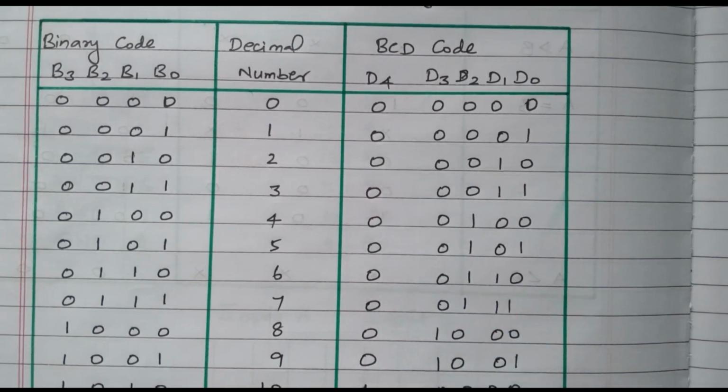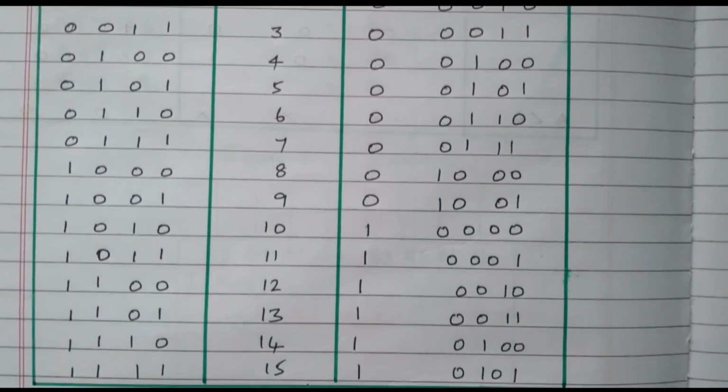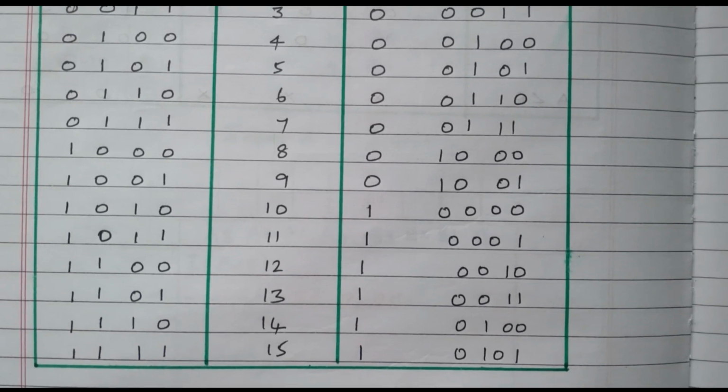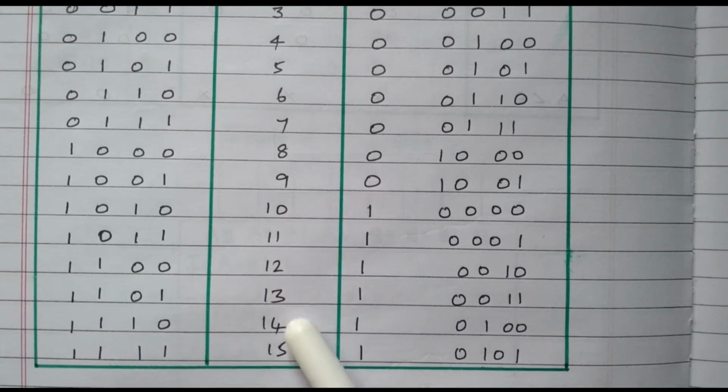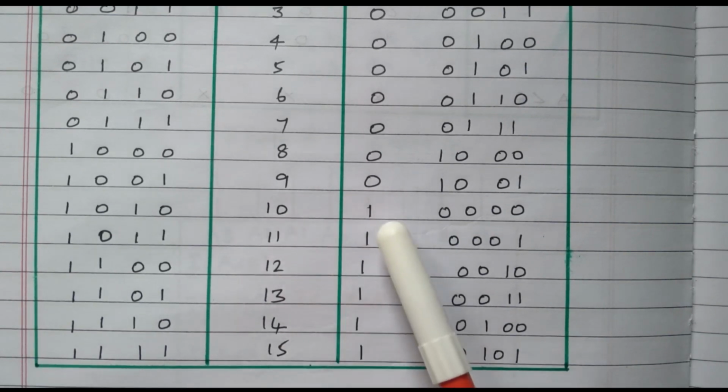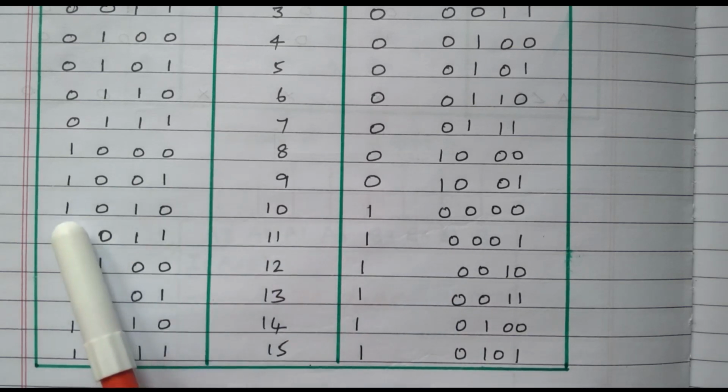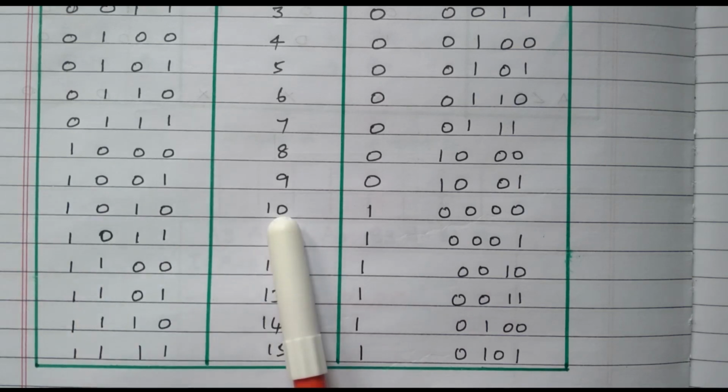But from 10 onwards we have 2 digits available. See this: 10, 11, 12, 13, 14 and 15. For these we have 2 digits available, so it is represented by 1, right? So 10 is given as 1 0 1 0, that is 8 4 2 1. 8 and 2 are 1, so 8 plus 2 is 10.